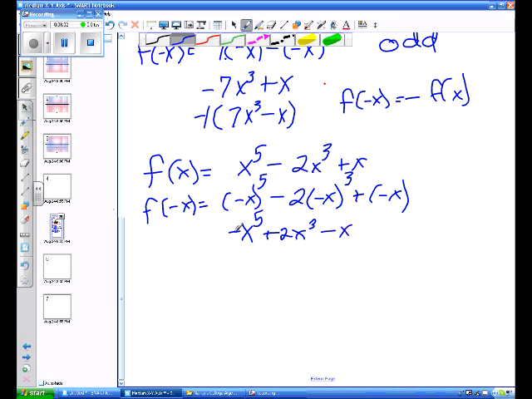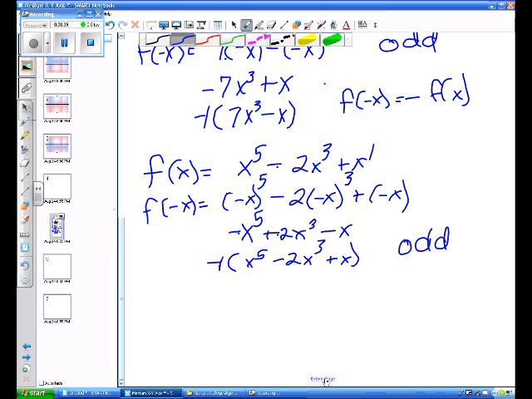Well, again, I had negative x to the 5th. I started out with positive x to the 5th. I have positive 2x cubed, started out with negative 2x cubed. Negative x started out with a positive x. Everything turned out to be the opposite, or if I factor out a negative 1, then I'll have 2x cubed plus x. When I factor out a negative 1, my signs change. So I ended up with the opposite of what I started with. So this would be an odd function. And again, if you notice, each of your exponents was odd.